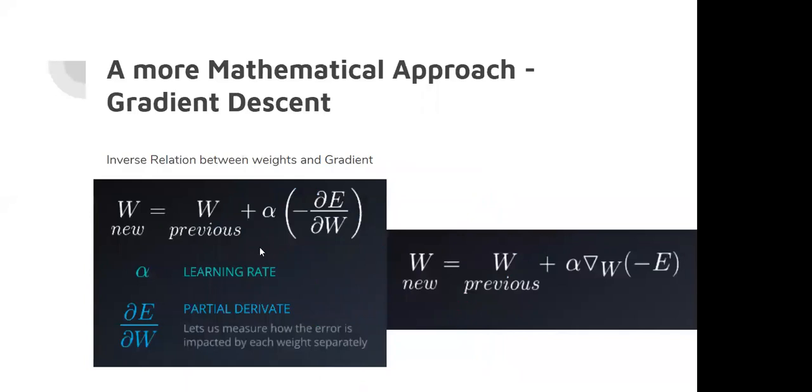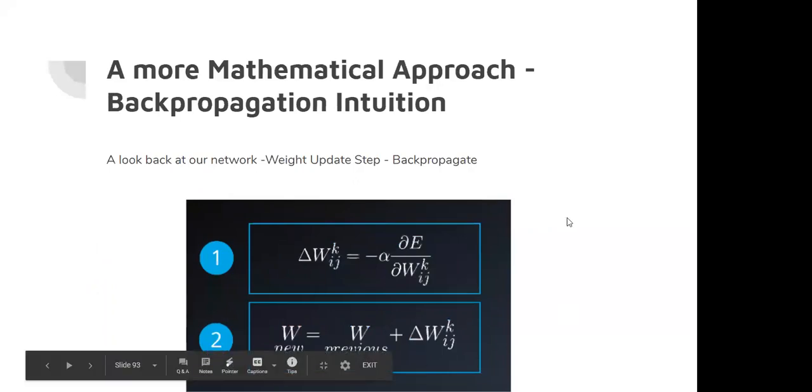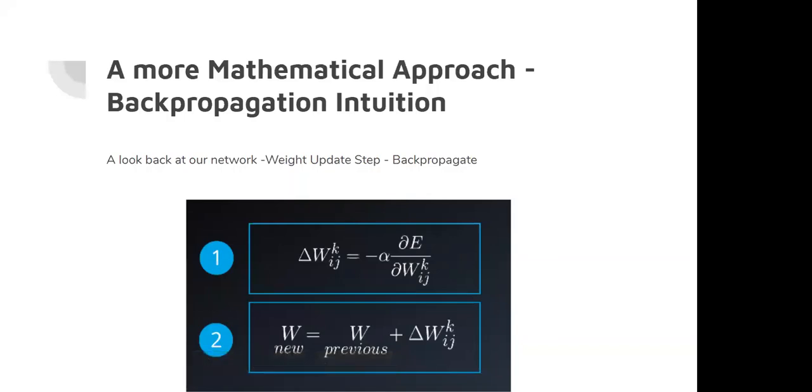We are just changing our weights by measuring how much the error is impacted by that particular weight. That particular weight is important. So this is exactly what we are doing, and this is what backpropagation is. This is the intuition to backpropagation. You're basically updating weights and figuring out how much that weight is affecting the error. And if it is affecting the error more, you change it more than the rest of the weights.